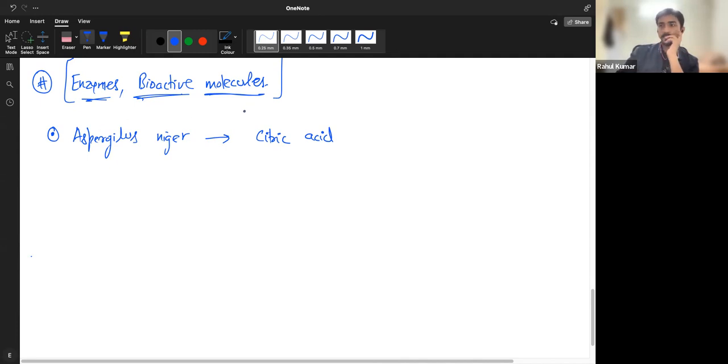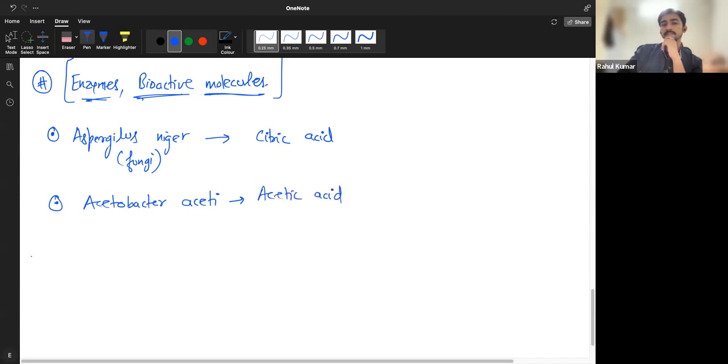So these are some acid producing microorganisms. This is a fungi. Another one is a bacteria. It's called Acetobacter aceti. Now by the term you can tell me what it produces. It produces acetic acid. And where is acetic acid useful?